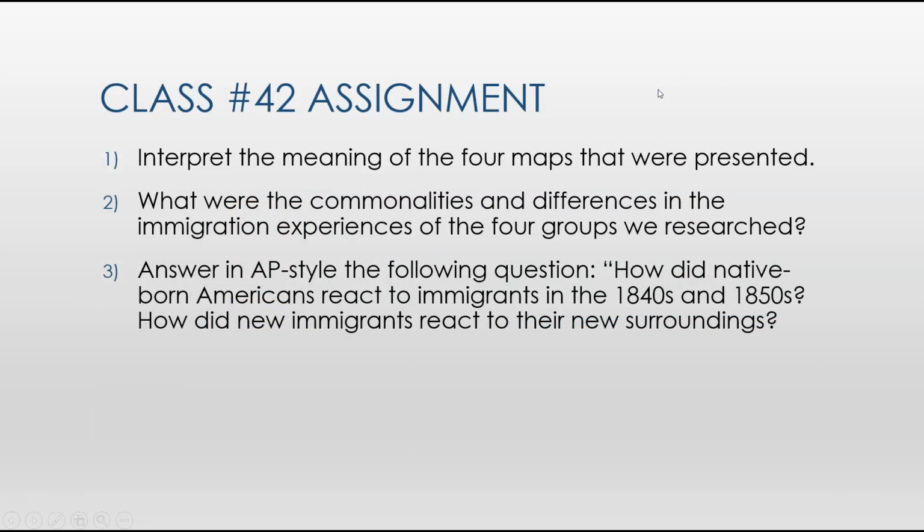And the assignment from class, again, if you were absent, please do this. Interpret the meaning of the 4 maps that were presented. Okay, map interpretation skill. What were the commonalities and differences in the immigration experiences of the 4 groups we researched? I want to know, what was it like for Chinese immigrants, Irish immigrants, German immigrants, and the Mexican people post the U.S.-Mexican War? And then the final part of the assignment, please answer in AP style, give it your best effort, the following question. How did native-born Americans react to immigrants in the 1840s and the 1850s? How did new immigrants react to their new surroundings?